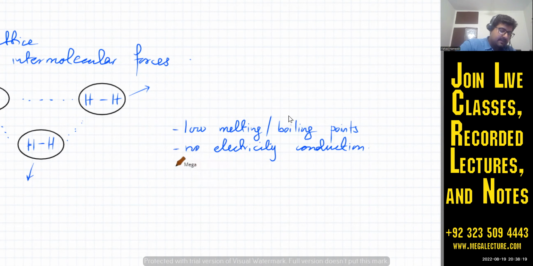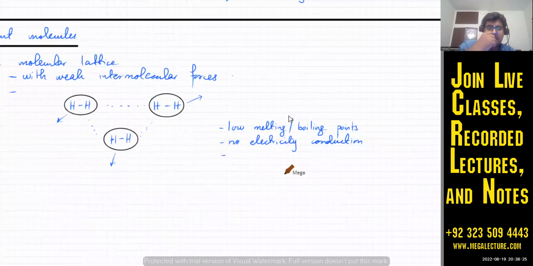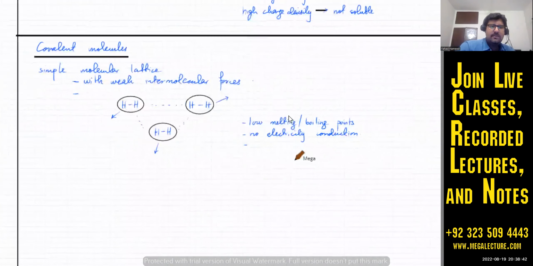Plus the very last thing is, और क्या property होती है? That's low melting and boiling point. That's pretty much it. So they're mostly low boiling point liquids and gases. ये सारा clear है? Clear covalent molecules, right? जी sir.